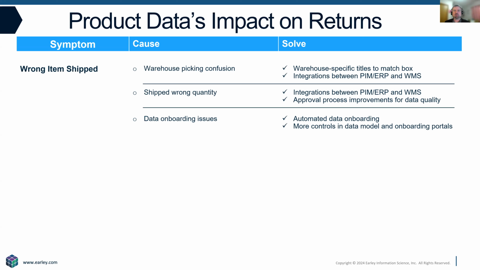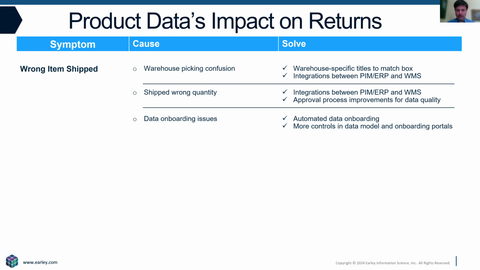You could be shipping the wrong quantity. You could have data onboarding issues. There's lots of reasons why the wrong item could be shipped that deal with product data. Now, Eli, when we're talking about integrations between systems, why is that vital to what we're talking about from a shipping perspective?